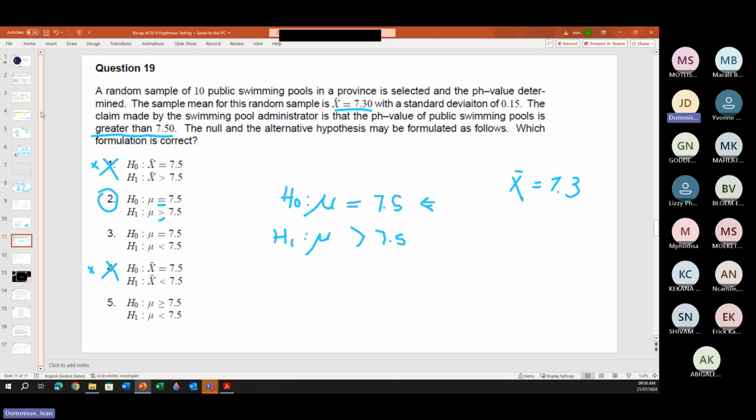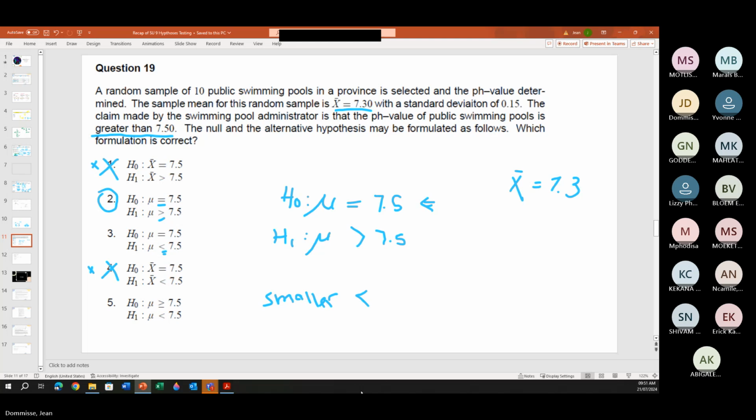If my null hypothesis said the pH value of swimming pools is smaller than, then if it was smaller than, and as you guys now know, some of you will get the bigger than, some of you will get the smaller than, there was the smaller one as well.